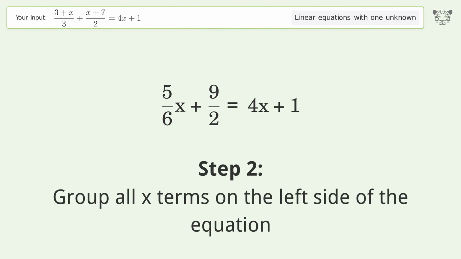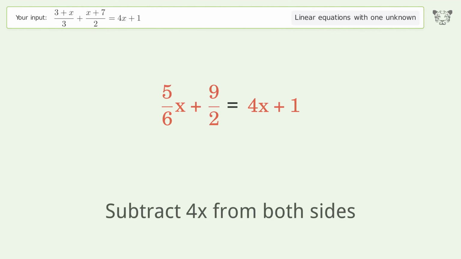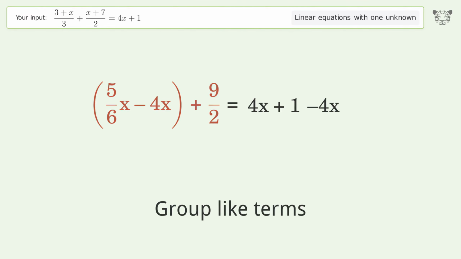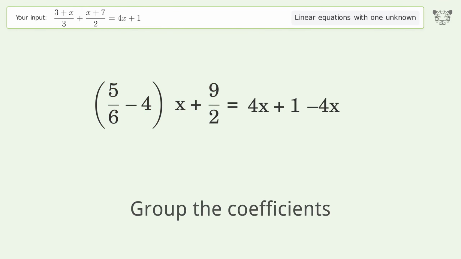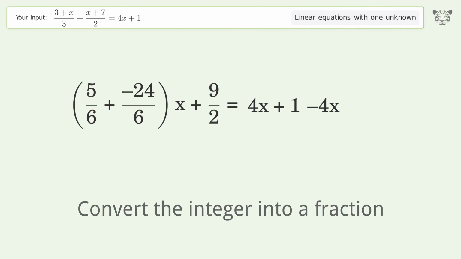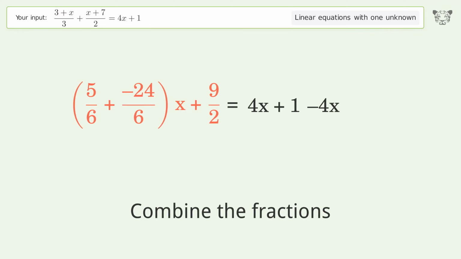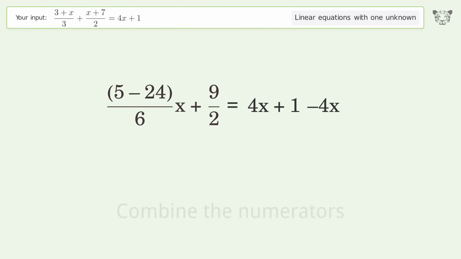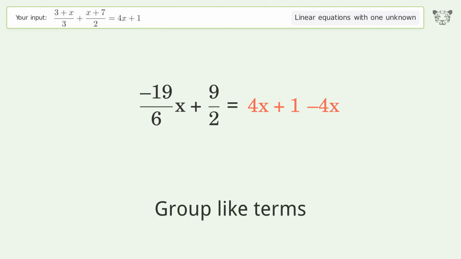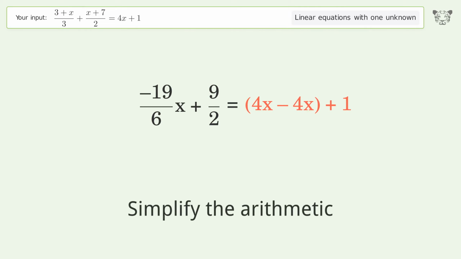Group all x terms on the left side of the equation. Subtract 4x from both sides. Group like terms. Group the coefficients. Convert the integer into a fraction. Combine the fractions. Combine the numerators. Group like terms. Simplify the arithmetic.